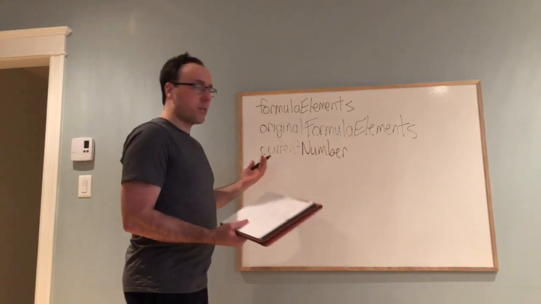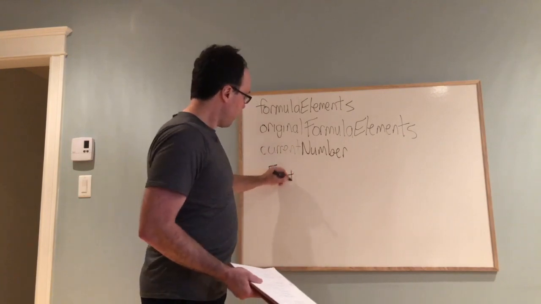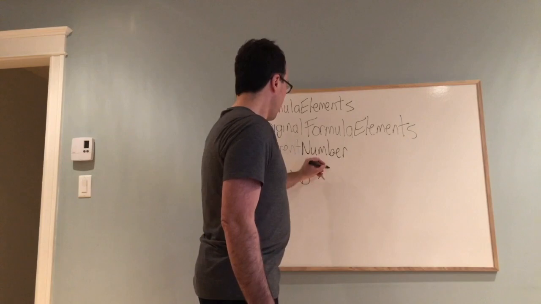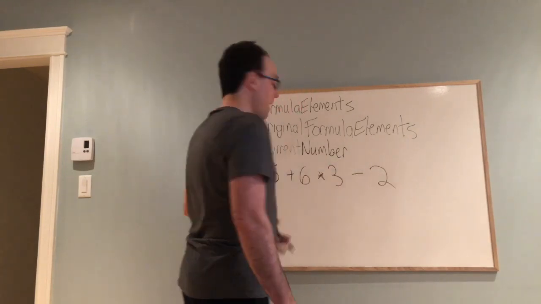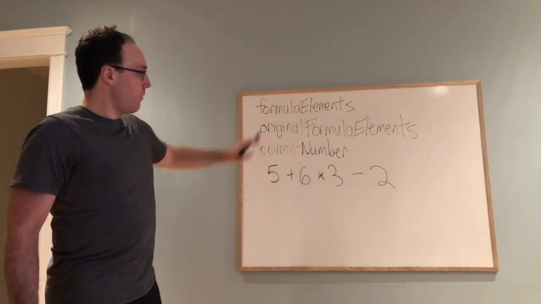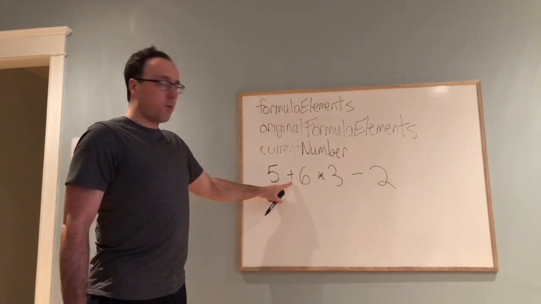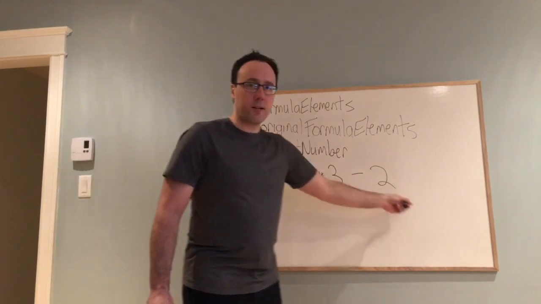So if the person types in, for example, let's say they type in 5 plus 6 times 3 minus 2, okay? In that case, original formula elements at index 0 would be a 5, at index 1 would be a plus, at index 2, 6, okay? So on and so on and so on.